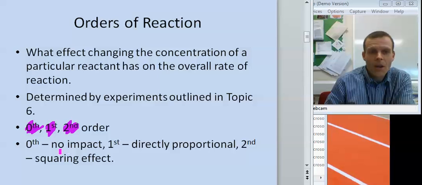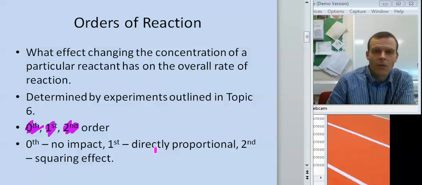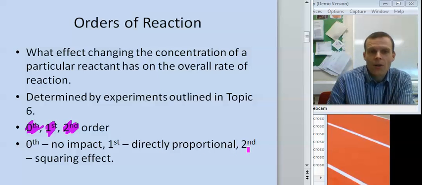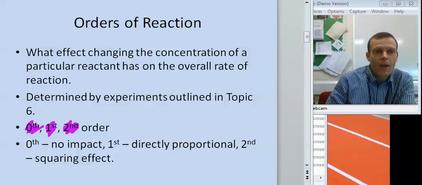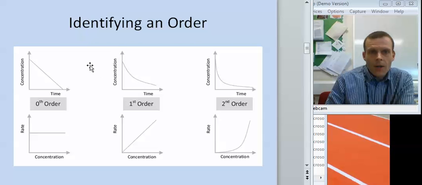Might seem a bit odd, but it doesn't matter how much of it there is, it doesn't have any effect on the rate. If something is described as 1st order, then it's directly proportional. In other words, doubling its concentration would double the rate. If something's 2nd order, then it has a squaring effect. So maybe we can look at this graphically.